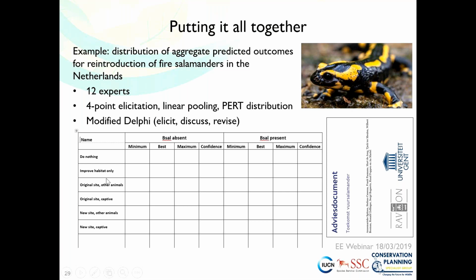And then we have actions. So we could just do nothing and let the population go. We could do some in situ management, or we could do reintroductions with animals of different origin. And what we asked in this case, I think, was the probability that each of these actions would result in a viable population of the species.